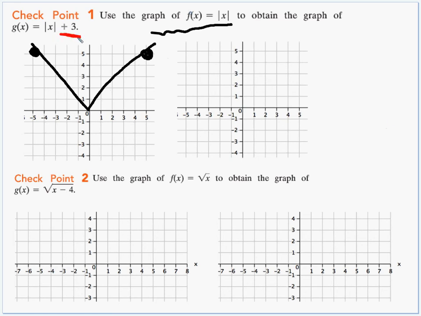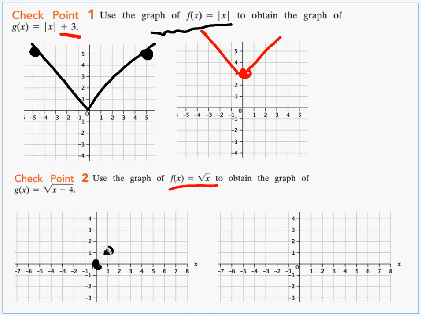And now the +3 that is outside the absolute bars is going to move us up 3 units. So we're going to go up 3 and then again go diagonally through the graph paper grid to make our V-shaped graph.